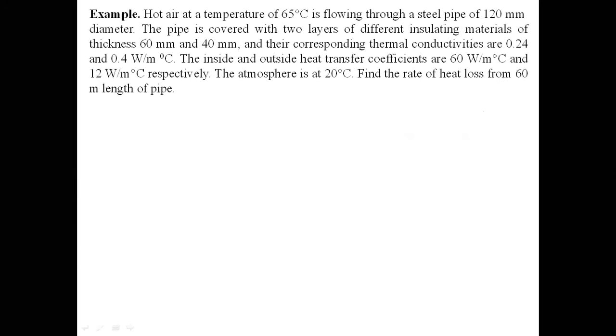So next problem, see: hot air at temperature 65 degrees flowing through a steel pipe of 120 millimeter diameter. The pipe is covered with two layers of different insulating material of thickness 60 millimeter and 40 millimeter, and their corresponding thermal conductivity are 0.24 and 0.4 watt per meter degree centigrade. The inside and outside heat transfer coefficients are 60 watt per meter degree centigrade and 12 watt per meter degree centigrade respectively. The atmosphere is at 20 degree centigrade.